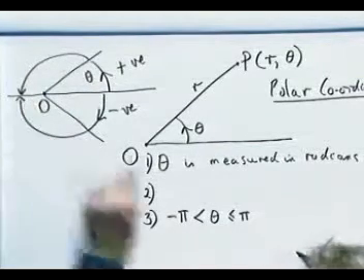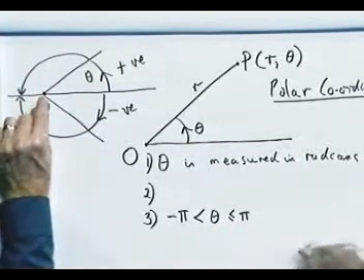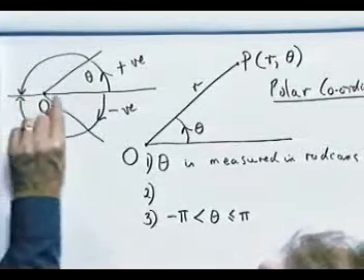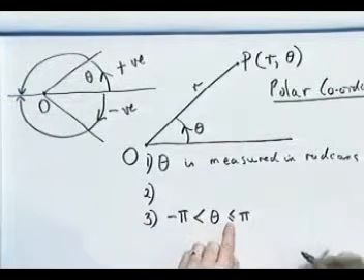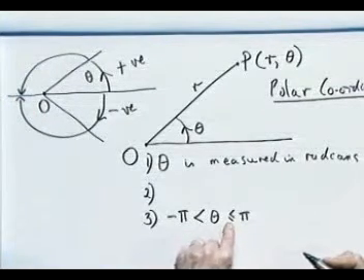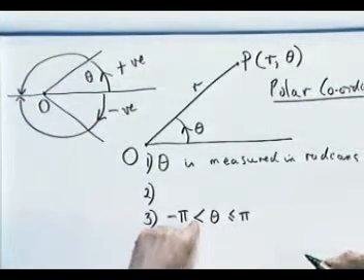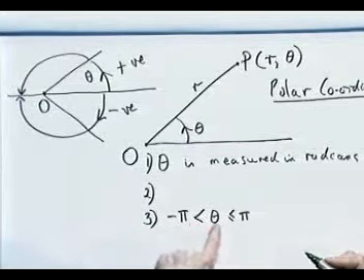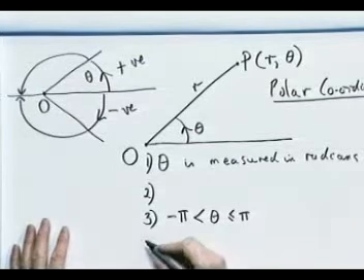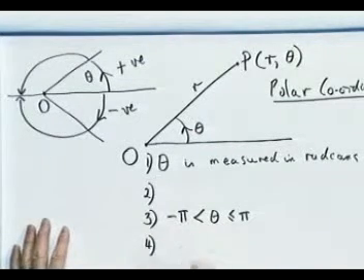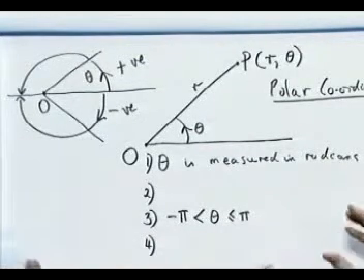And notice that we include this bit of the line, if you like, this extended bit of the line, by going round to there, having the less than or equal to, and having theta strictly greater than minus pi there. A fourth convention. A fourth convention is that r is always positive.